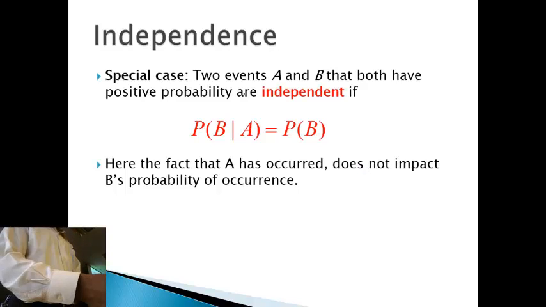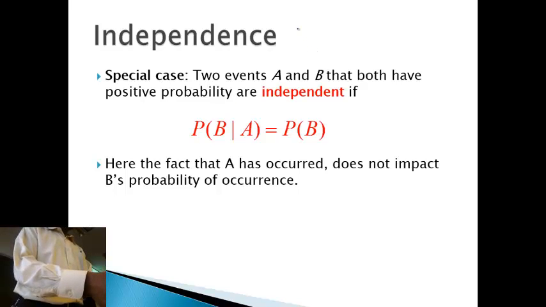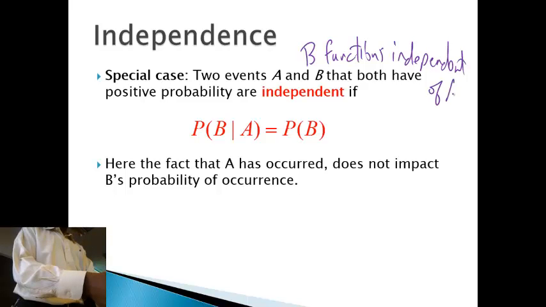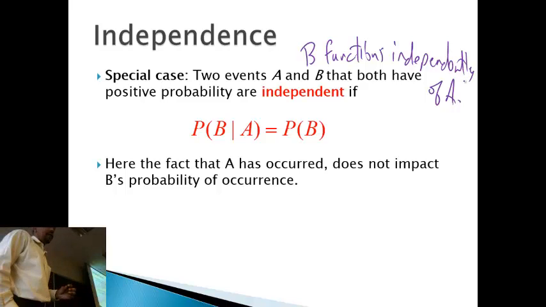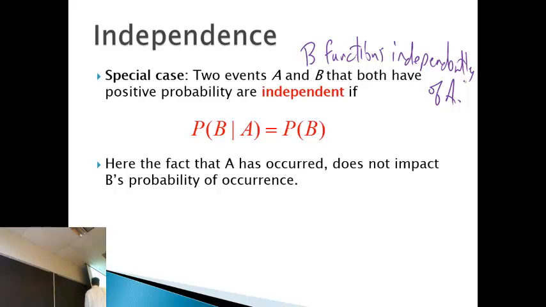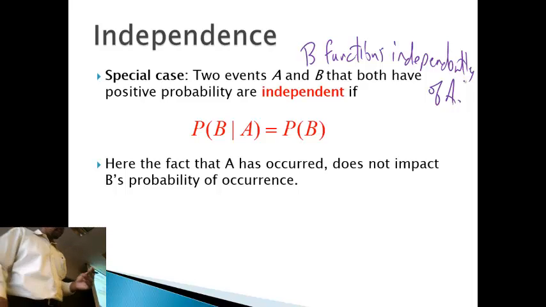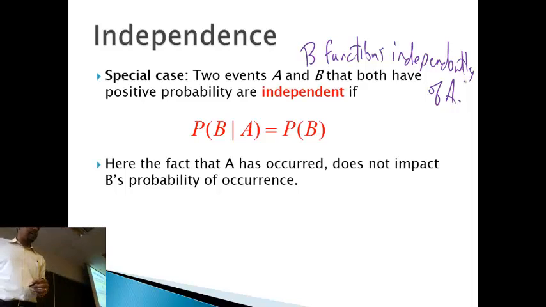Now here's something interesting. Two events being independent. Well, if two events are independent, then B functions independently of A. So that's pretty much what we're saying here. If you know A has occurred, then B's chance of occurring is the same. It's not affected by A at all. And then I just said it differently: the fact that A has occurred, A's behavior, does not impact B's occurrence.